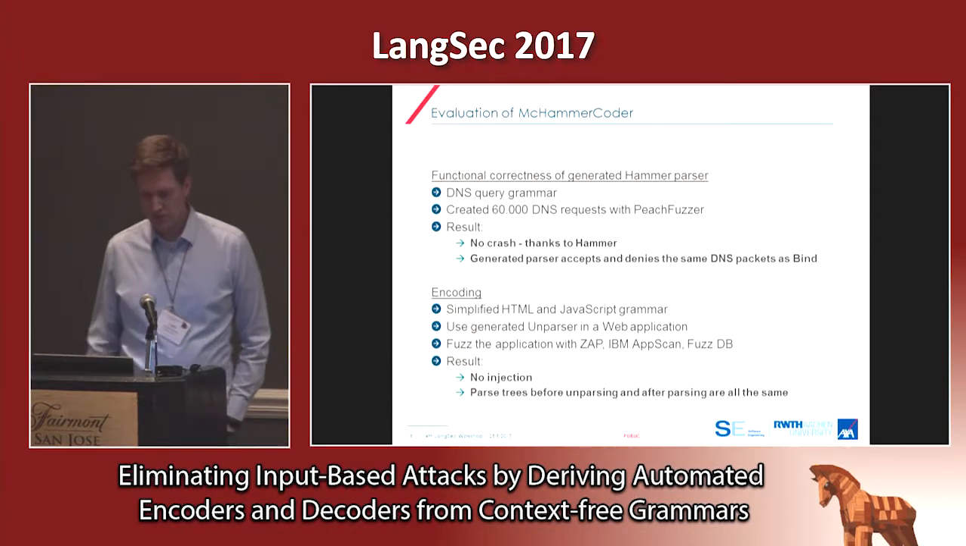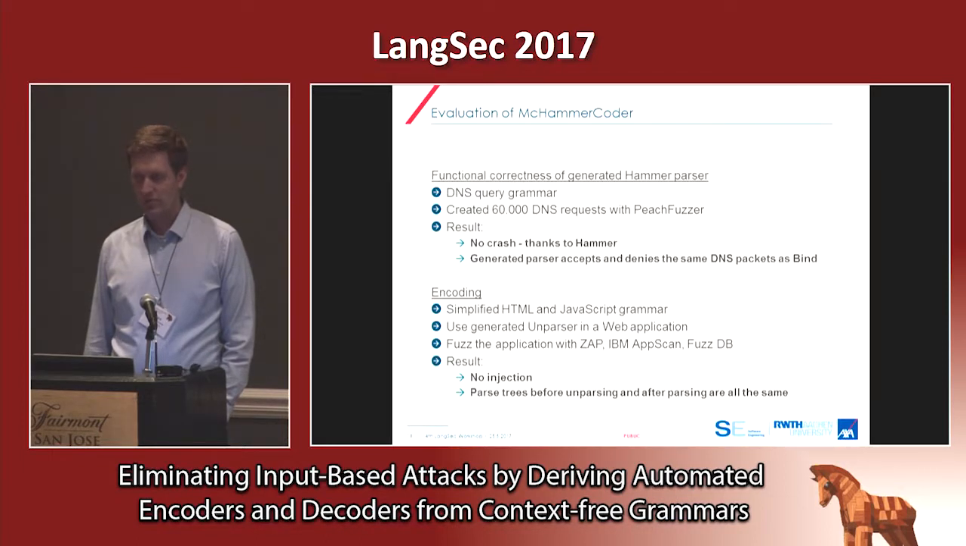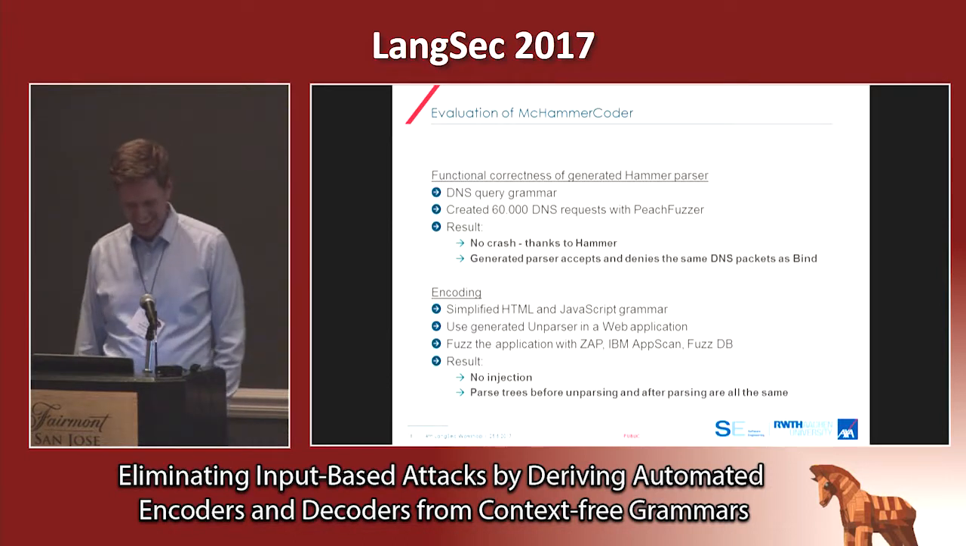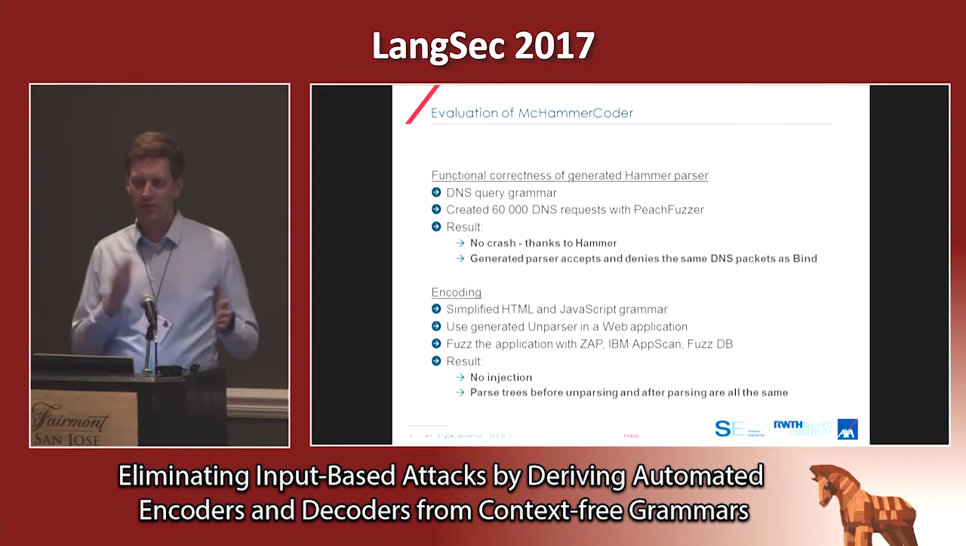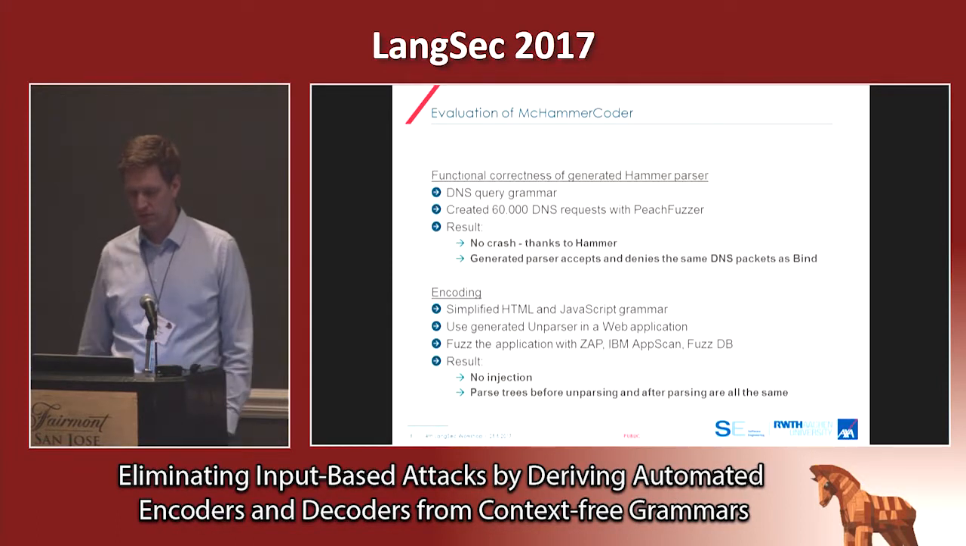So we did some evaluation, some functional ones, for our generated Hammer parser, which we fuzzed with Peach fuzzer, and thanks to Hammer we had no crashes, which is great. I have no clue about how to really do this right, so thanks to Hammer we had no crashes. Then we threw those inputs at our parser and at the DNS parser, which is BIND, and our language was the same from these samples: the BIND parser accepted exactly the same packets.